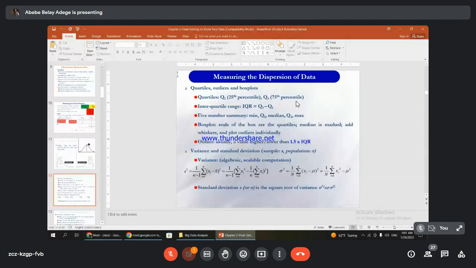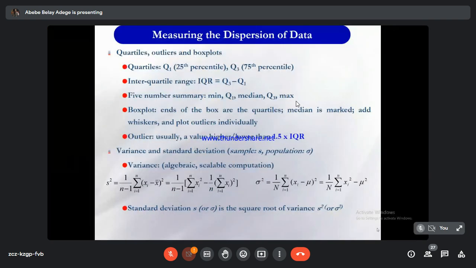important thing is about measuring the dispersion of data. How we can measure dispersions?